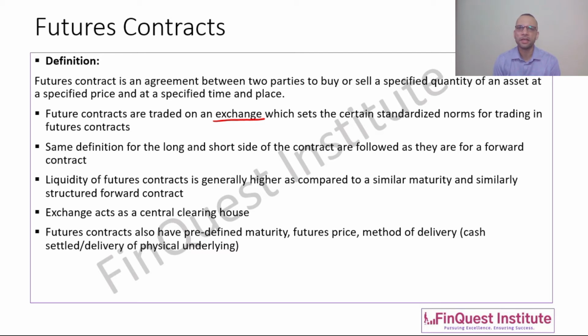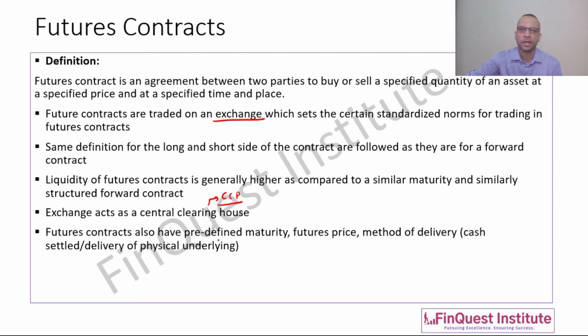Liquidity for futures is generally higher as compared to forwards, because since they are listed on an exchange, you have a greater number of counterparties transacting futures. Then the exchange acts as a central clearinghouse. So this is the CCP feature which we had briefly discussed.